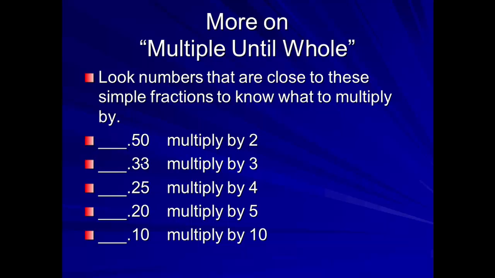You would also look for 0.33, which is of course 1/3. You would need to multiply all your numbers by 3 to make them whole numbers. Something close to 0.25 would multiply by 4 to make it whole. 0.2 would multiply by 5 to make it whole. And 0.10 multiply by 10 to make it whole. In a pre-AP level course, these are probably the only numbers that you're going to encounter that you need to multiply by to make them into whole numbers.